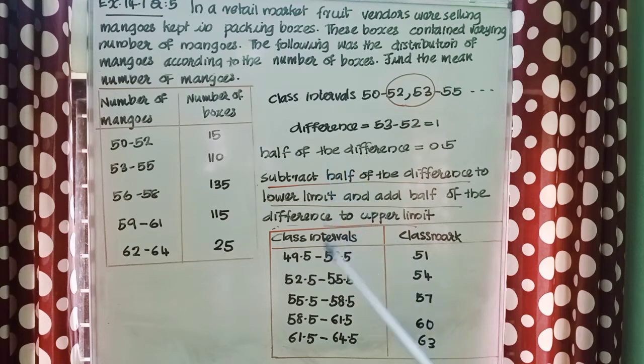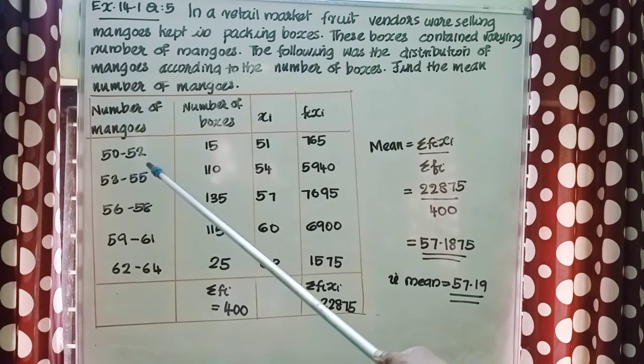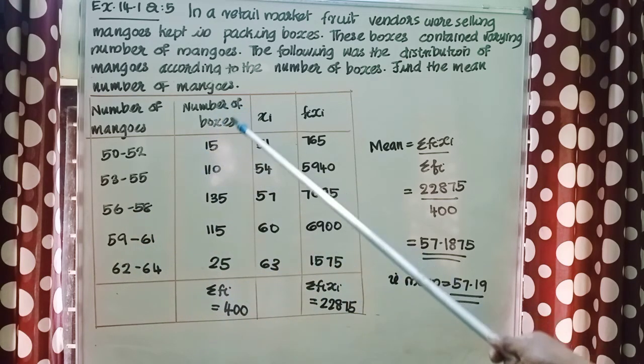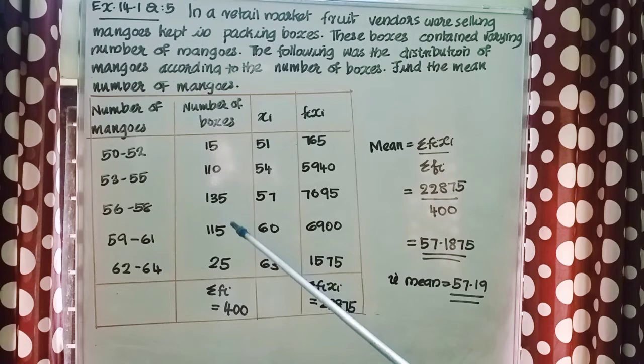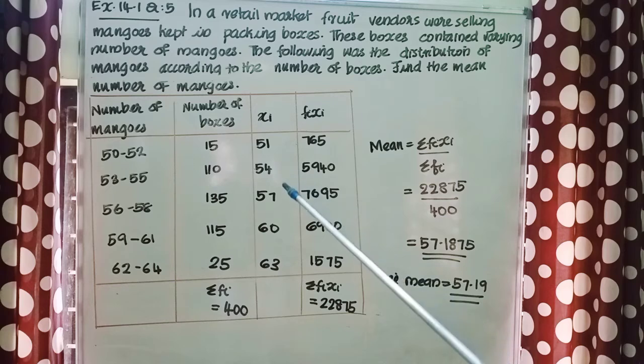I just discussed how to make the class intervals continuous. We can follow the usual method to find the mean. Number of mangoes: 50 to 52, 53 to 55, 56 to 58, 59 to 61, 62 to 64. Number of boxes, that is Fi column: 15, 110, 135, 115, 25. Xi column: 51, 54, 57, 60, 63.